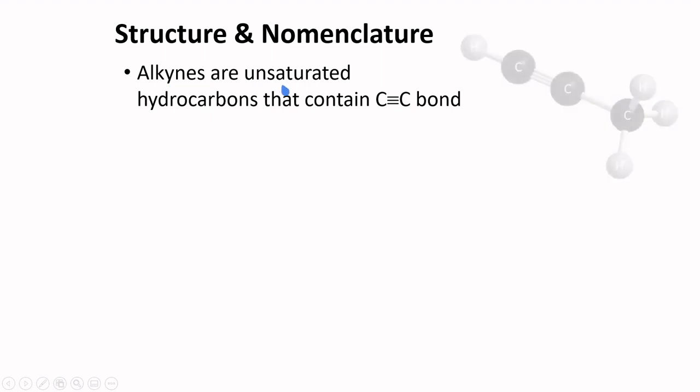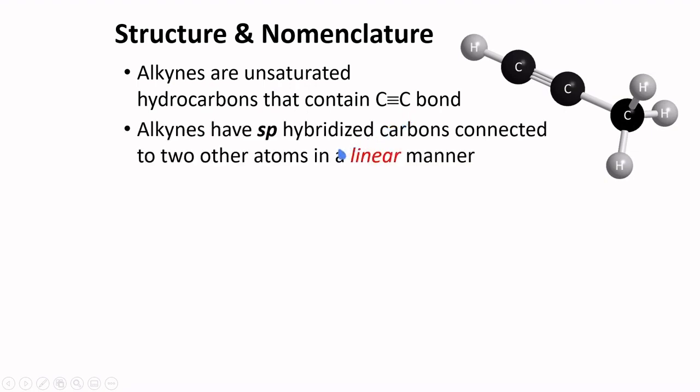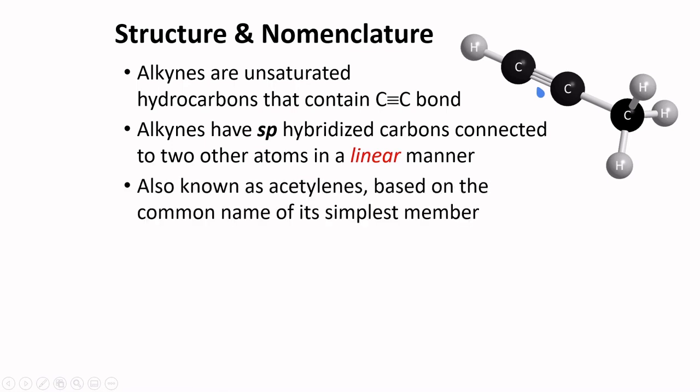Alkynes are unsaturated hydrocarbons that contain the C≡C triple bond. Alkynes have sp hybridized carbons connected to two other atoms in a linear manner. As you see in this example, these two carbons contain atoms connected with bond angles at 180 degrees each. They are also known as acetylenes, based on the common name of its simplest member, the 2-carbon alkyne.